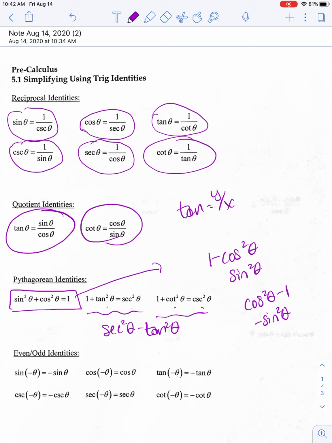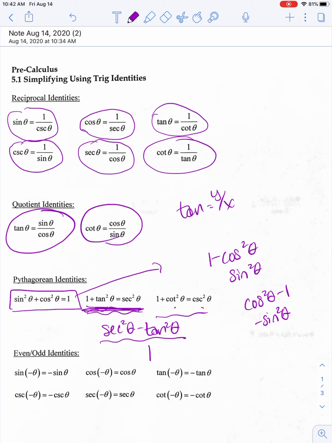And really, when the squares pop up, that's what makes you think to go to your Pythagoreans. And then you're going to remember, oh yeah, secant and tangent are related in the Pythagoreans. And so you're going to write this out and then see if you can wiggle it around a little bit to create this. So that would equal 1. So just remember that these 3 exist and that you can maneuver them.